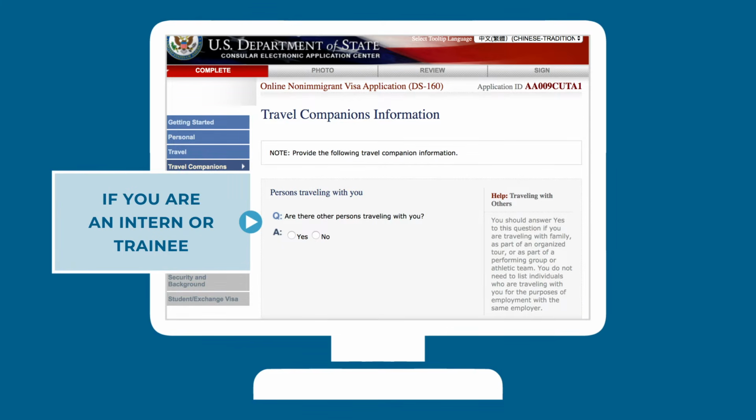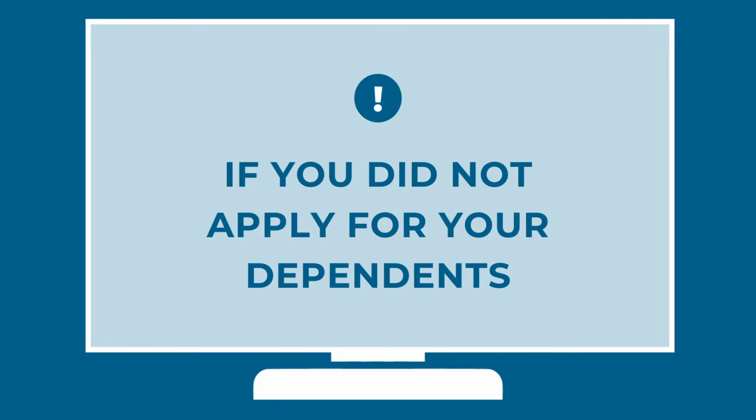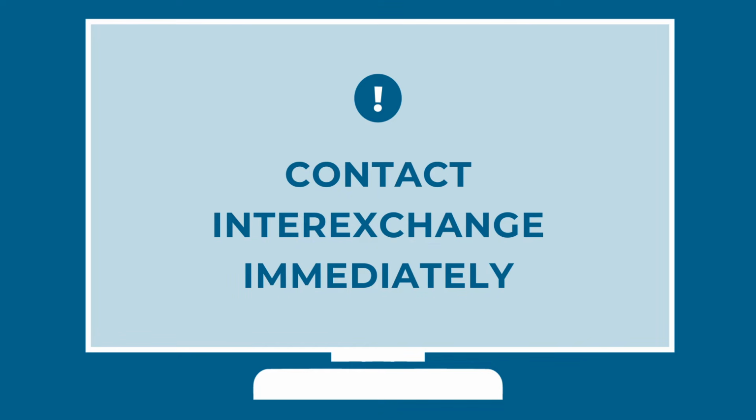If you are an intern or trainee and a spouse or child will be joining you in the U.S. as your J-2 dependent, please select Yes to the question, Are there other persons traveling with you? If not, please select No. Remember, if you're bringing dependents, they must also have a DS-2019 form issued by InterExchange. If you did not apply for J-2 visa sponsorship for your dependents, please contact InterExchange immediately.